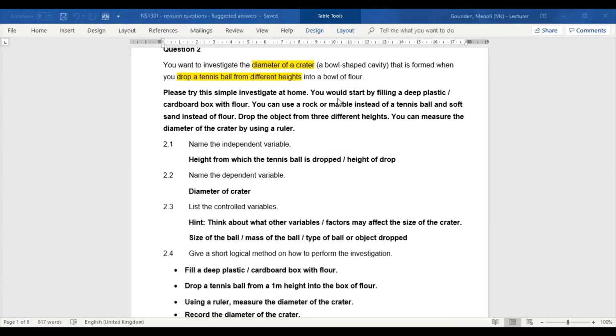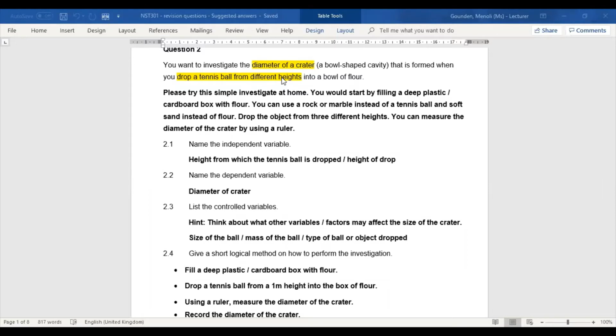I also asked you, if you could, to try this simple investigation at home. Here you could actually have collected data as well and drawn a graph or a table of your data. But if you didn't manage to do that, let us just look at the questions. The starting point is to identify the two variables from the statement that you were given. Once again here, if you read, it says you want to investigate the diameter of a crater. That is our one variable, that is formed when you drop a tennis ball from different heights. So the height from which the ball is dropped becomes our second variable.